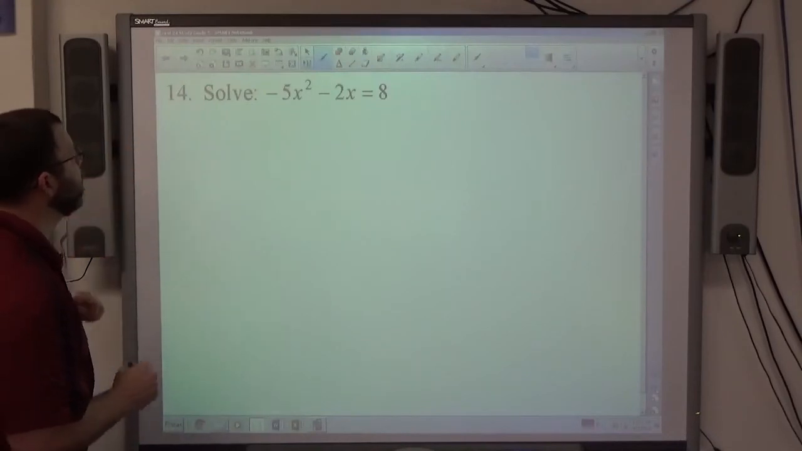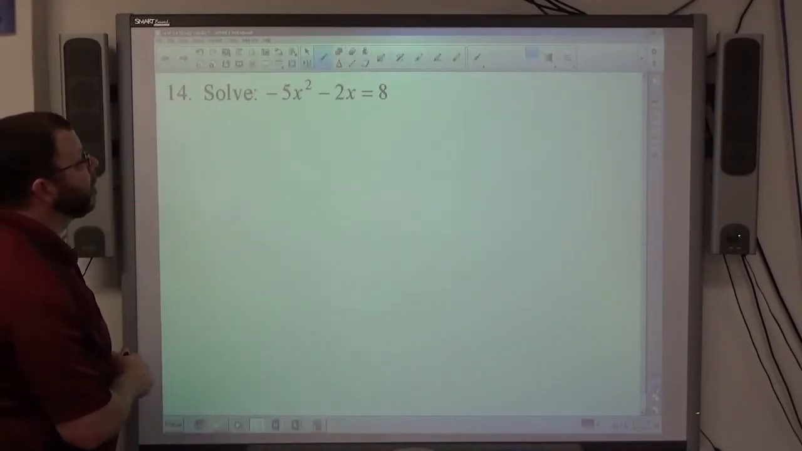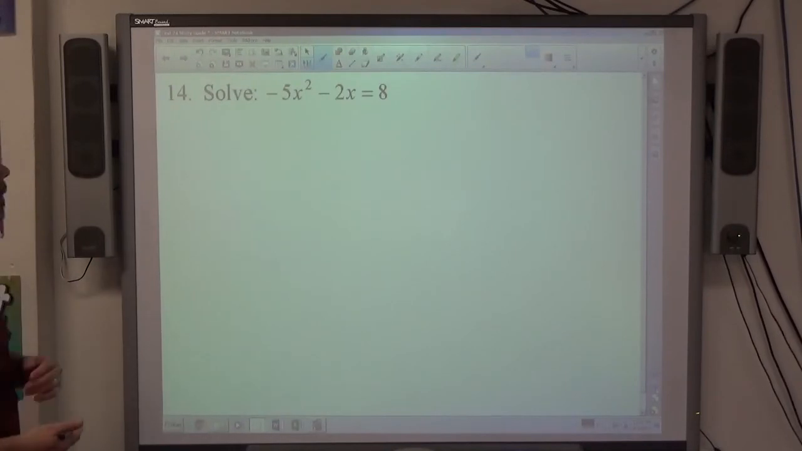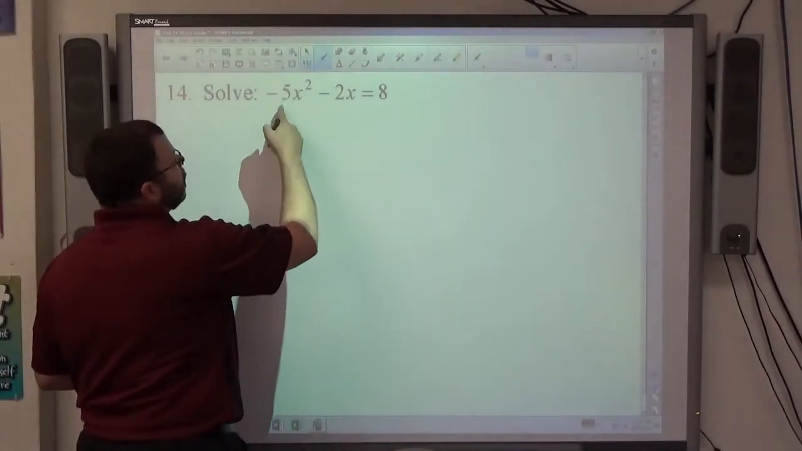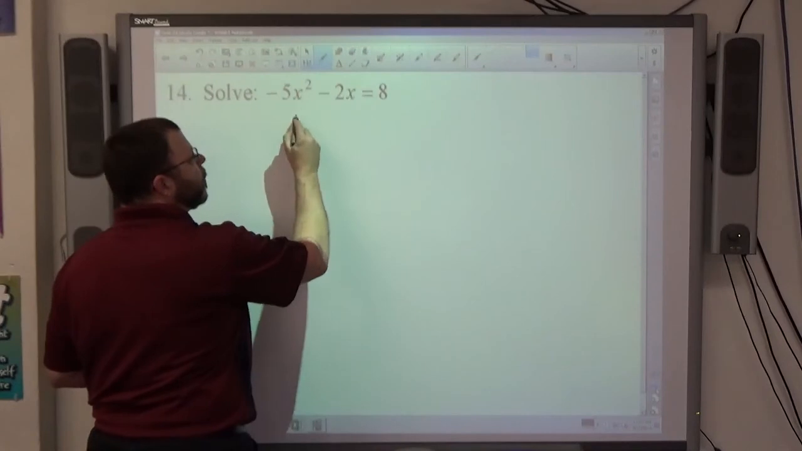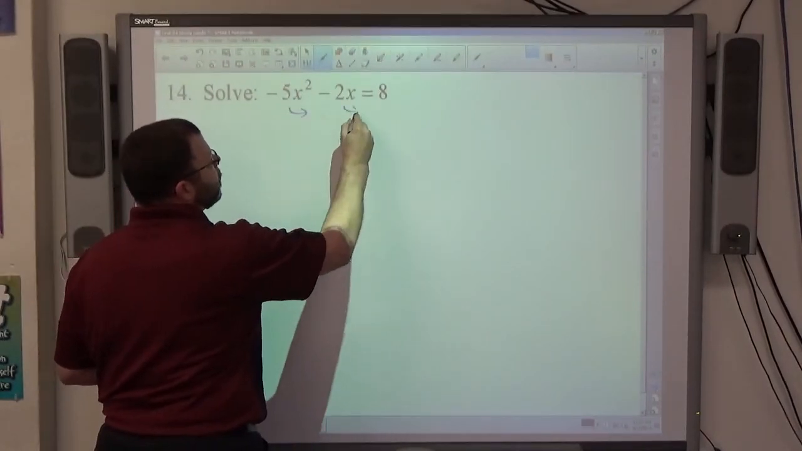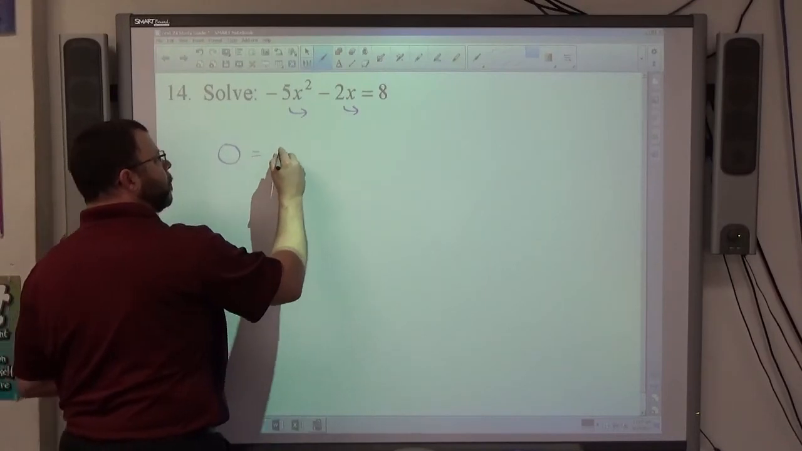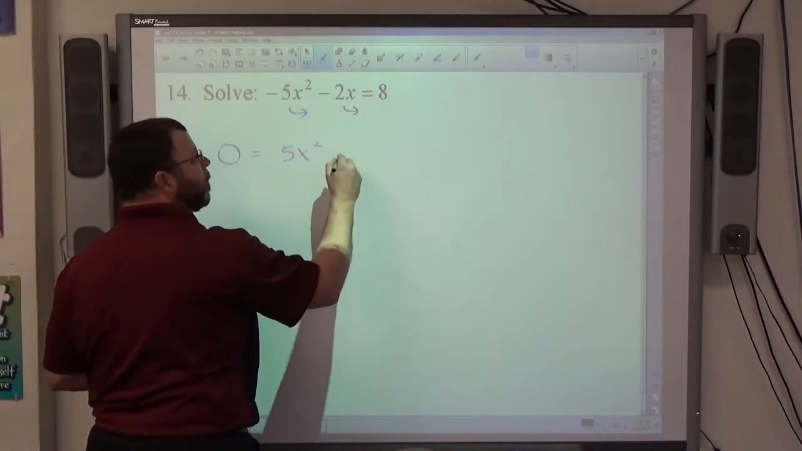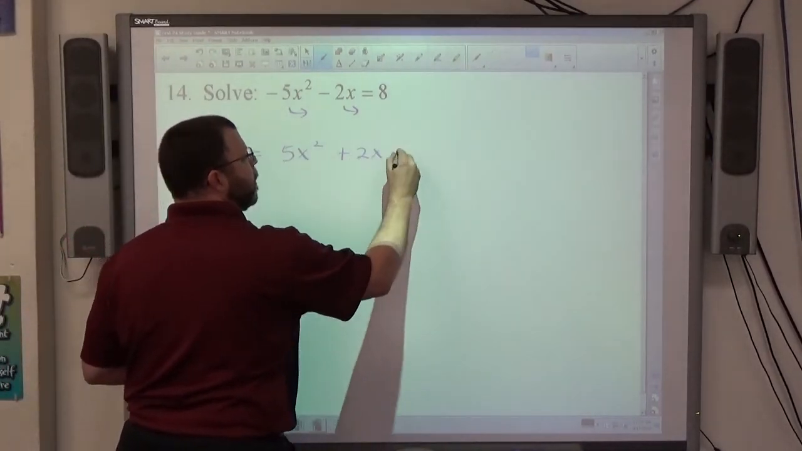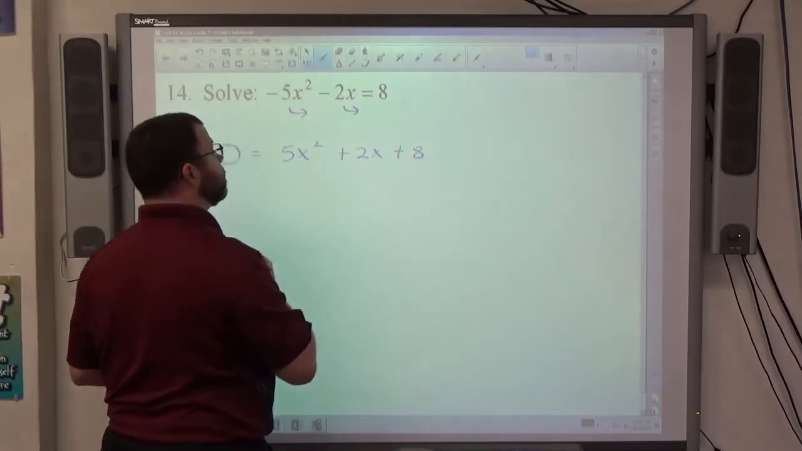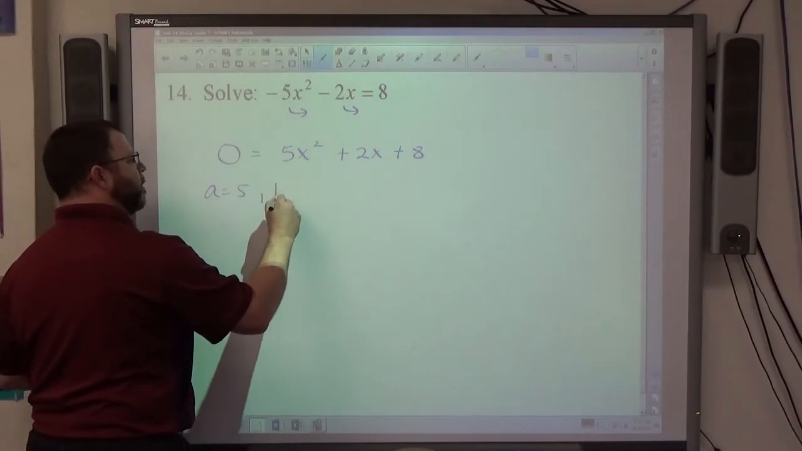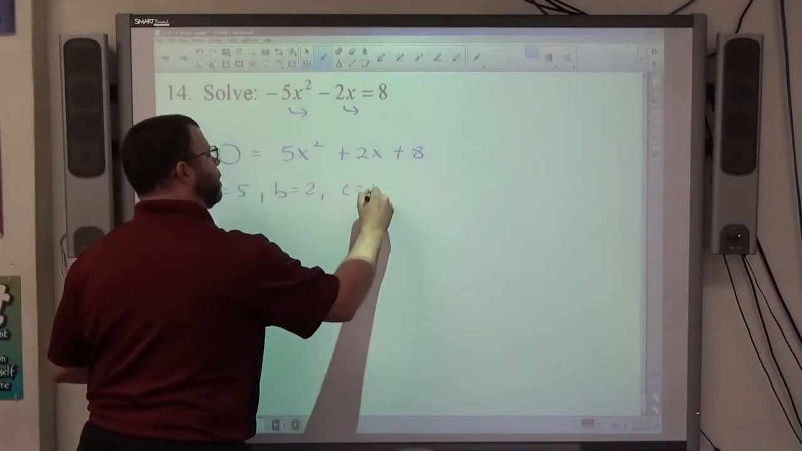All right, number 14. So, negative 5x squared minus 2x equals 8. It doesn't specify a technique, so I'm going to use the quadratic formula. I like x squared positive when using the quadratic formula, and everything has to equal 0. So I'm going to move the 5x squared and the 2x over to the right-hand side. So we're leaving 0 on the left equals positive 5x squared because it moved, positive 2x because it moved, positive 8 because it didn't move. So therefore, a is equal to 5, b is equal to 2, and c is equal to 8.